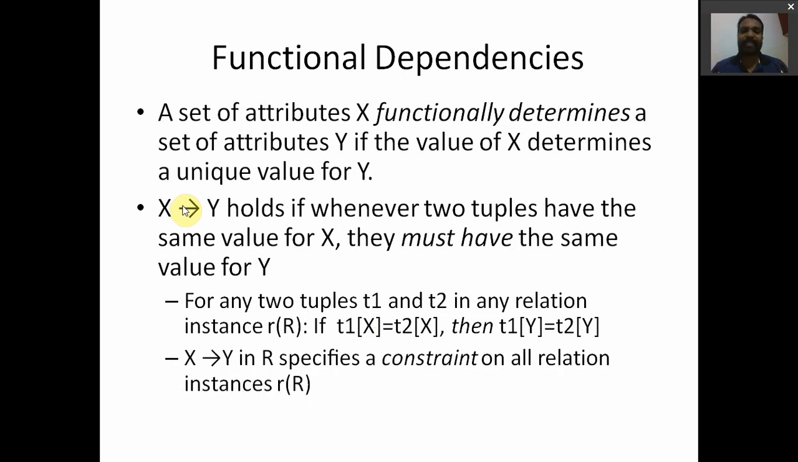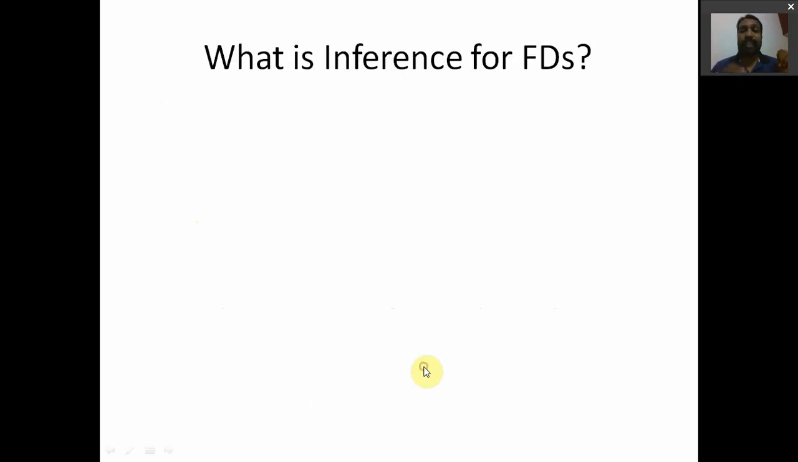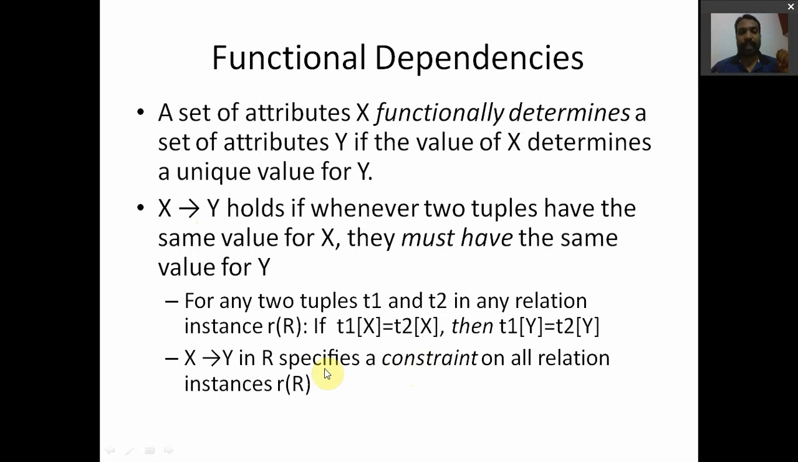So this is a constraint on all the instances of that particular relation. X to Y is a constraint on that relation. So this should hold in every instance of R. That is, if we try to modify, insert or delete some tuples, this condition should hold. Then we say Y is functionally dependent on X or X functionally determines Y.